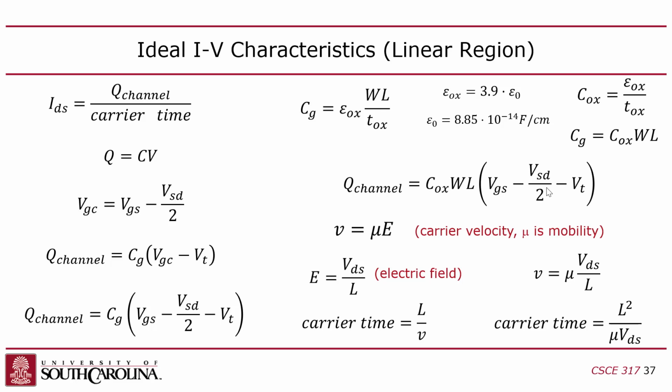Let's see, carrier time. So we come back up here. So we have the mobility multiplied by the electric field. The electric field is here and multiplied by mu. Right, so we just get this. And then the carrier time then becomes L squared. So we have the V. Wait a minute, I got lost here. Carrier velocity is mu times E. E is VDS over L.